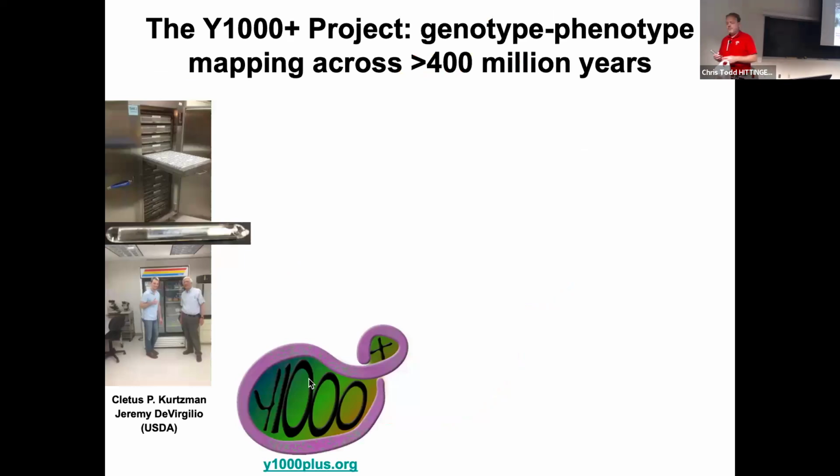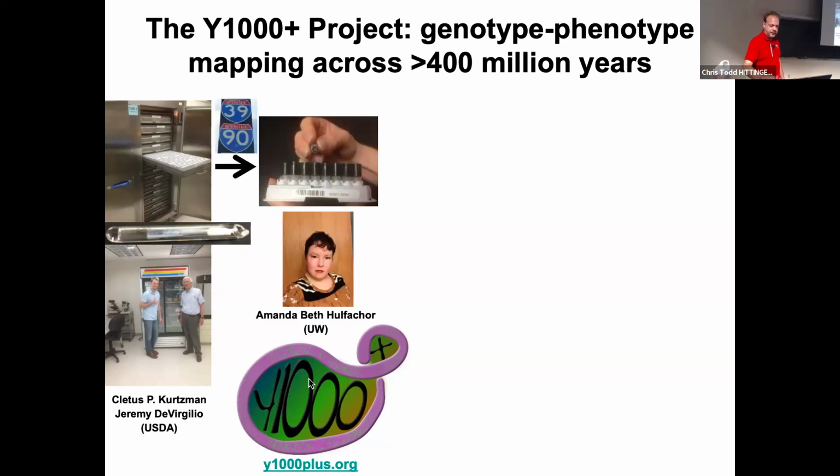So a few years ago, we obtained a grant from the National Science Foundation to fund the Y1000 Plus project. And this was an ambitious project to really create a genotype-phenotype map across more than 400 million years of evolution. And so the workflow went like this. We took advantage of taxonomic practice, which is that when you describe a new species formally in the taxonomic literature, you're required to deposit it in publicly accessible strain banks in 2 separate countries. And so we were fortunate to collaborate with Cleet Kurtzman down at the USDA facility at NRL. Unfortunately, he has not survived the project, but we still have really great relations with the folks at NRL.